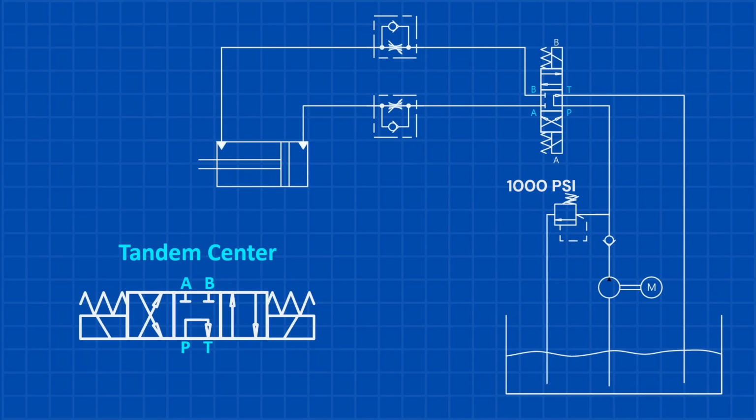The downside of a tandem center valve is that the pump can only supply the circuit with the tandem center. It can't be used for other circuits because when the valve is in the center position, the pump pressure drops to nearly 0 psi. This means the pump isn't building pressure to operate anything else while the valve is centered.